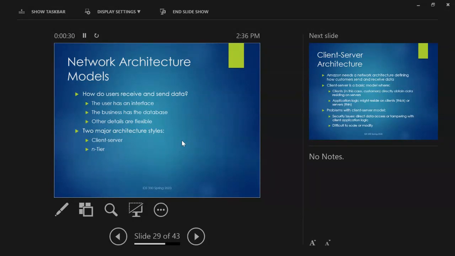You have the interface on your side. The business, of course, has to have the data on its side, because if the business doesn't have the data, why are you going there, right? So the question is how the interface reaches the data. So some of those other details are flexible.